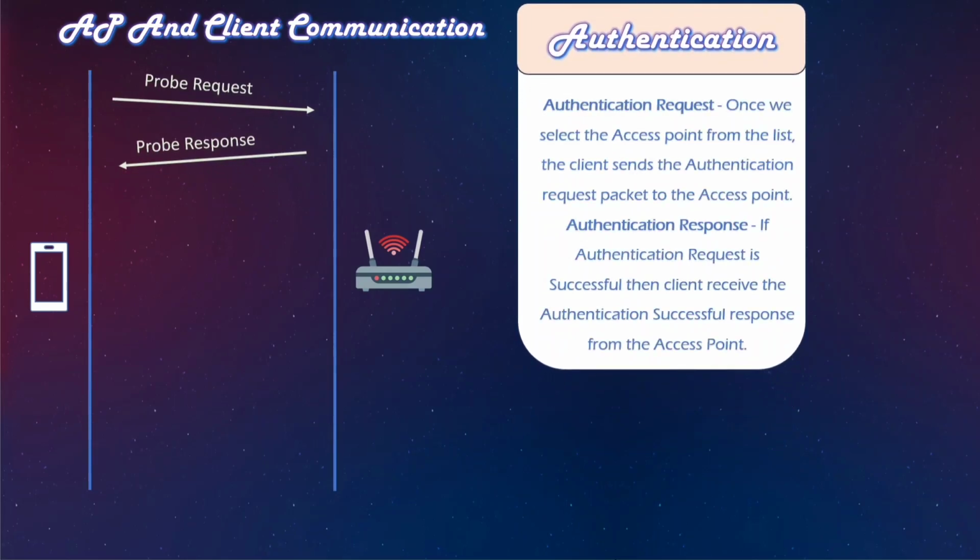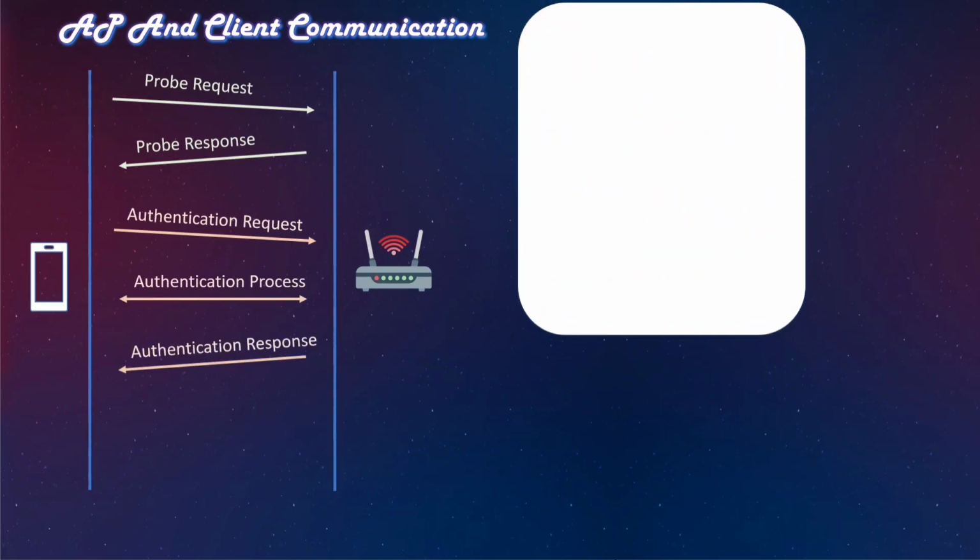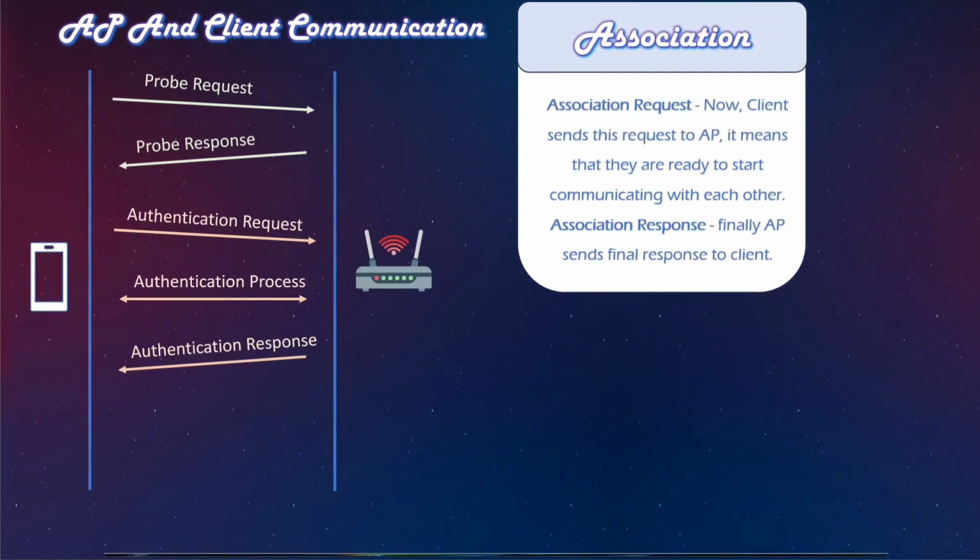Next, authentication. Authentication request. Once we select the access point from the list, the client sends the authentication request packet to the access point. If the authentication request is successful, then the client receives the authentication successful response from the access point. Final stage, association.